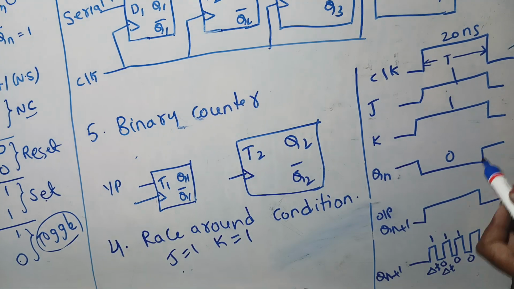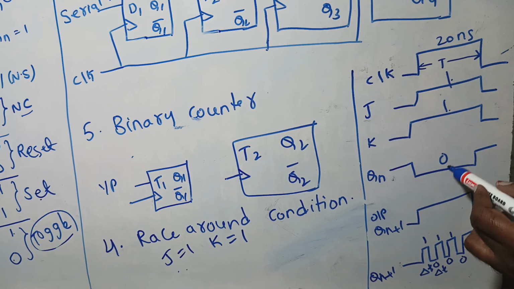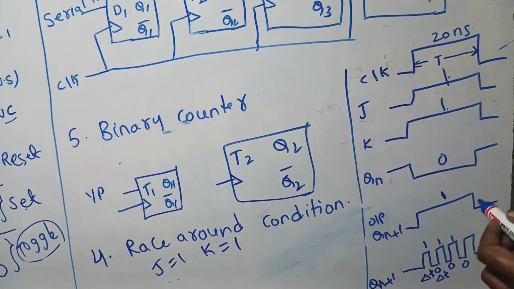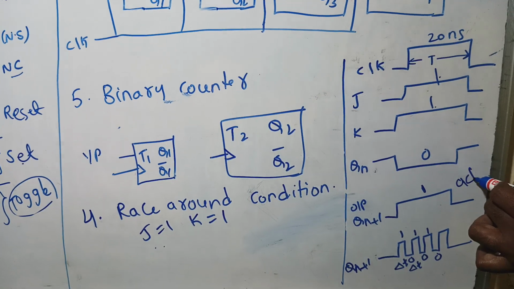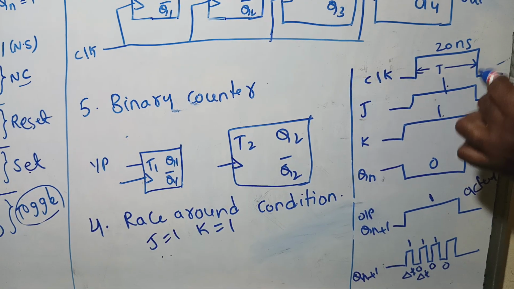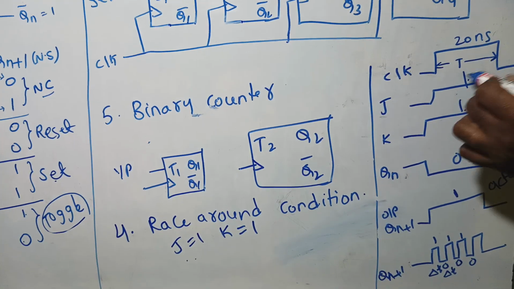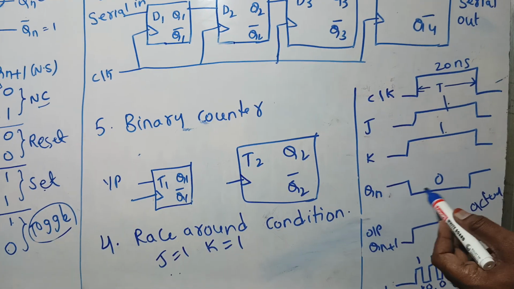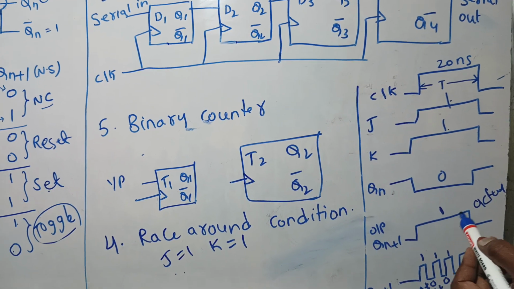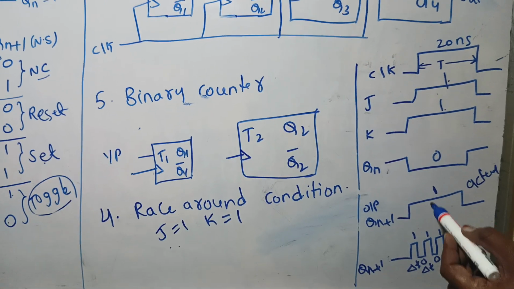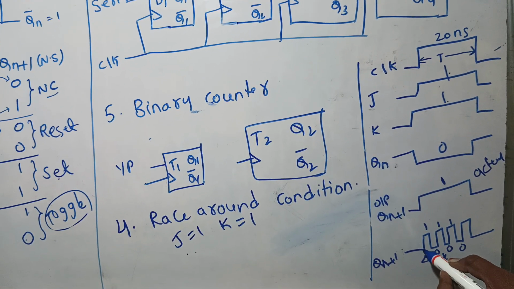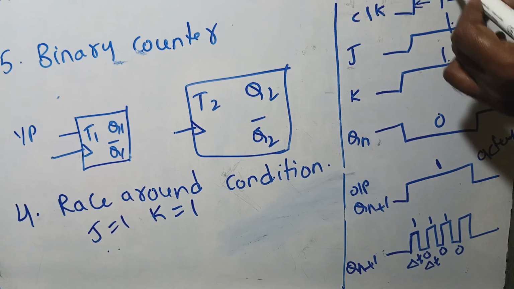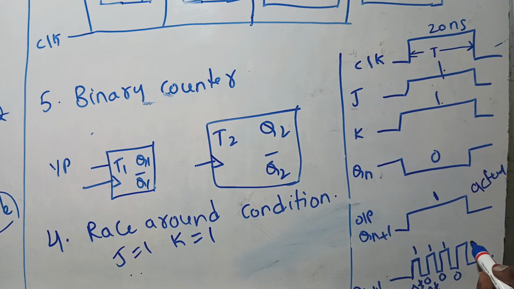According to the truth table, when J is 1, K is 1, prime state is 0, next state should be 1. This is the actual output. Within the clock pulse, within the 20 nanoseconds, J is 1, K is 1, prime state is 0, next state will be 1. But in this condition, it will come 1, but it will not maintain 1 up to the entire clock pulse, up to 20 nanoseconds.